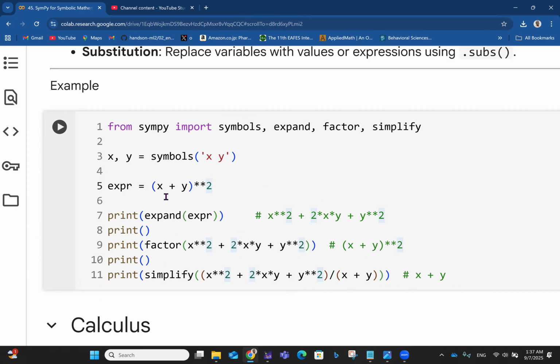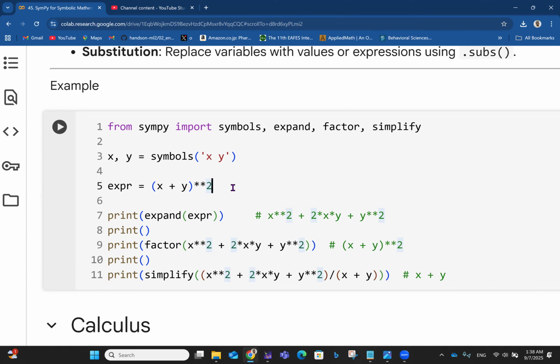So you now have an expression: x plus y, all squared. That's x plus y squared. You are basically saying that your expression f of x comma y is actually x plus y raised to power 2. That's what you are saying there.